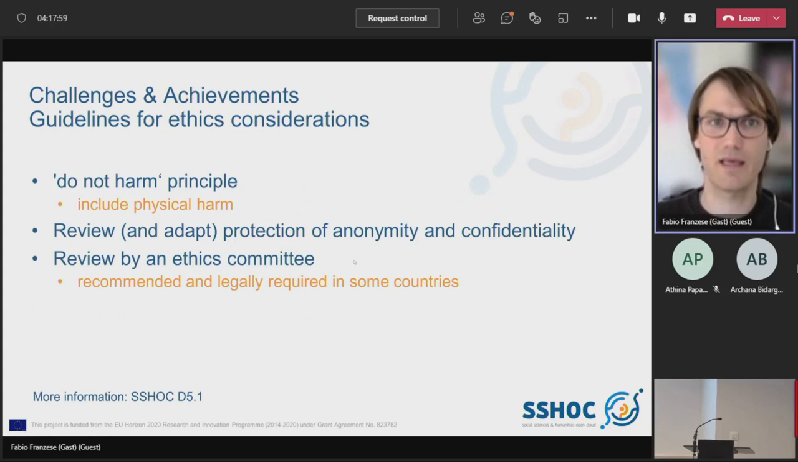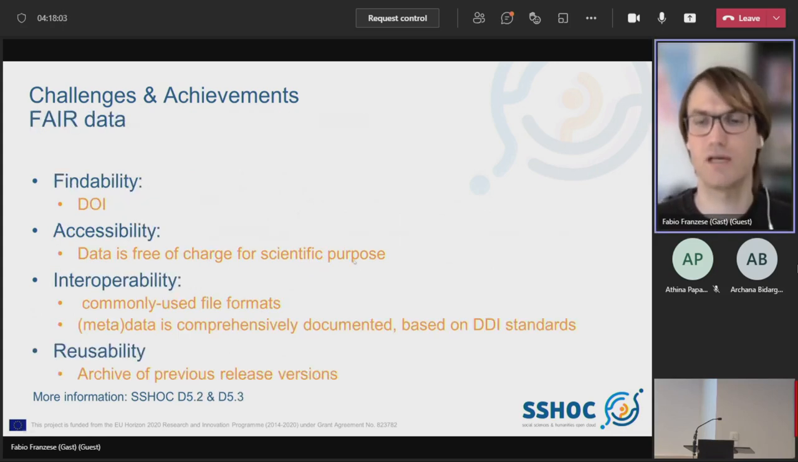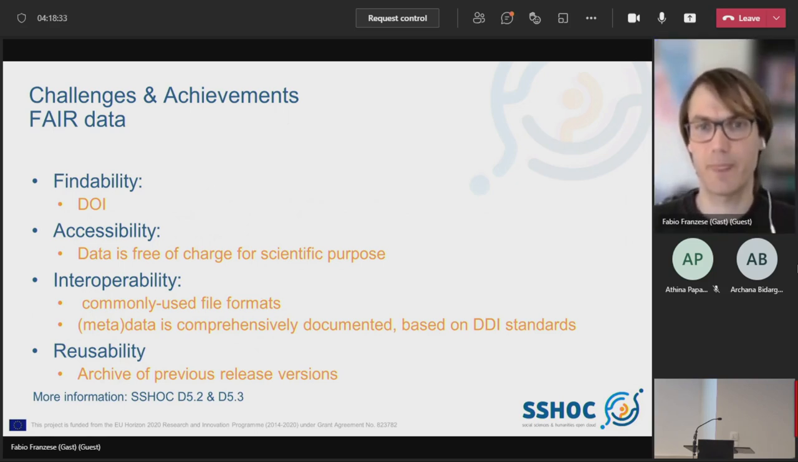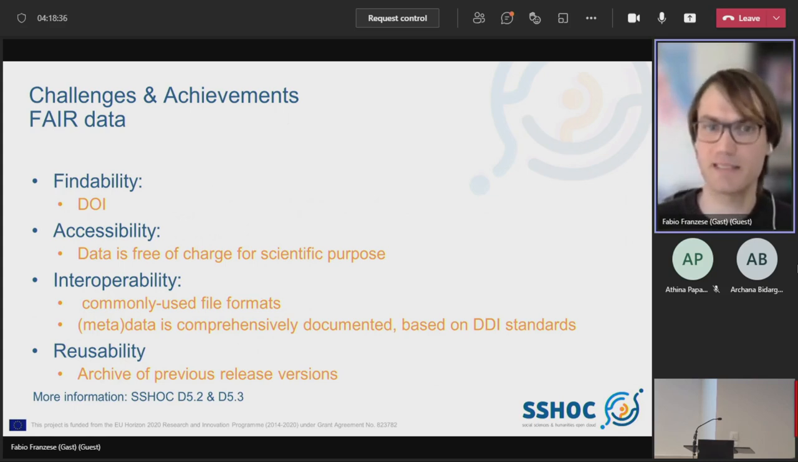So after the ethics consideration, the next step was to assure that the data that we provide in the repository is FAIR. Here we basically can comply with all the points. We have findability, as we have DOIs attached to all the datasets. The data is easily accessible. It is free of charge for scientific purposes. Users have to register. There is one step to get to the data, but this is only to assure that the users have a scientific affiliation and scientific purpose.